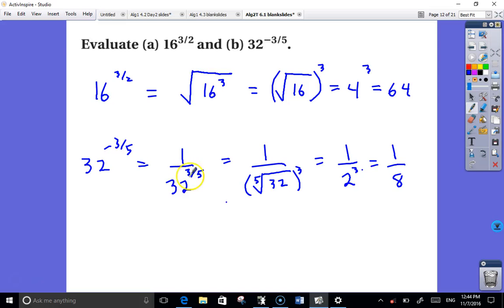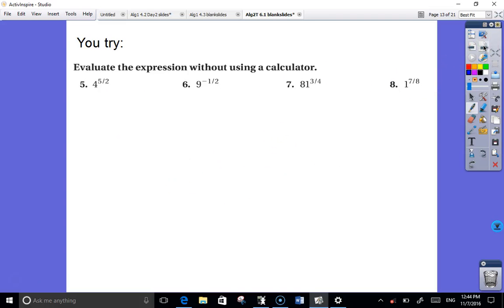Again, at this point, you probably want to take that step where you flipped it to the denominator because of the negative exponent. But then at that point, just say, okay, what's the 5th root of 32? And you should recognize the powers of 2 up to a certain point. It's 2, and then 2 to the 3rd is 8, 1/8, done. Okay, this is your U try. So try those.